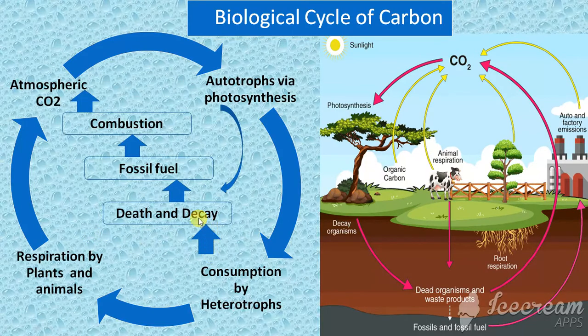Also, when plants and animals die, they start to decay and decomposers act on the dead organic matter, releasing carbon dioxide. Further, dead matter is also converted into fossil fuel, which on combustion also releases atmospheric carbon dioxide. Thus, the carbon content that was taken is now released back to the environment.